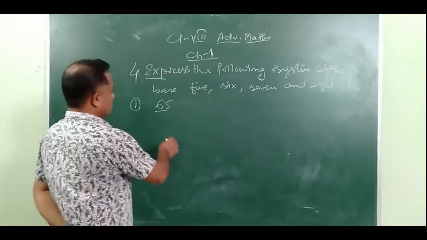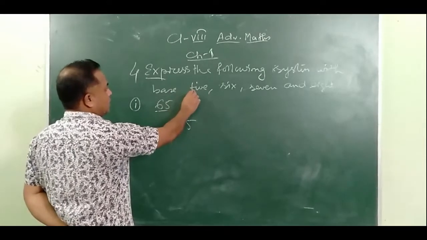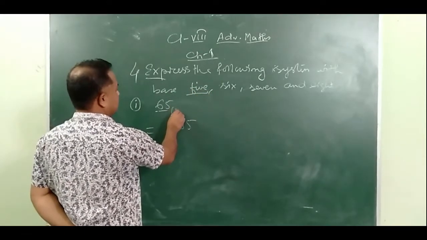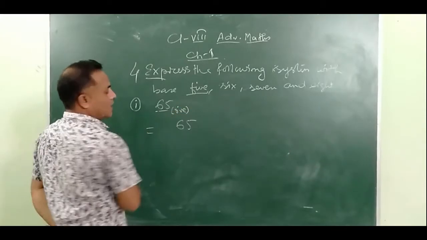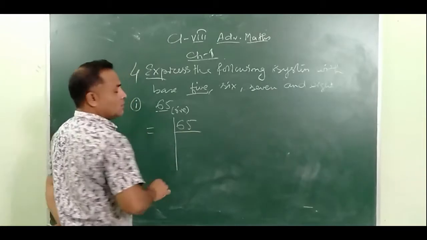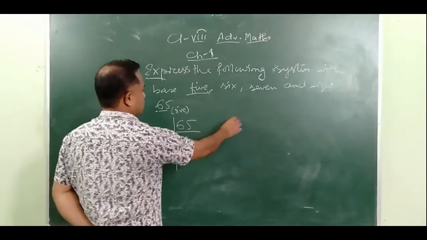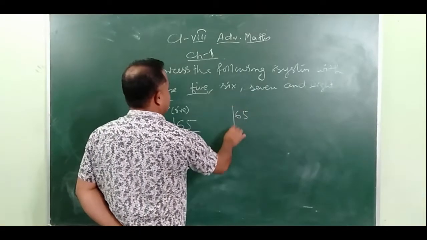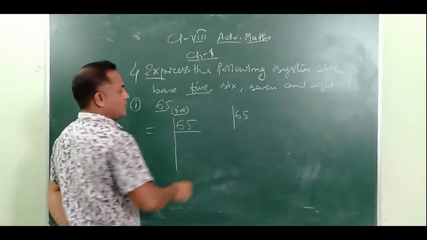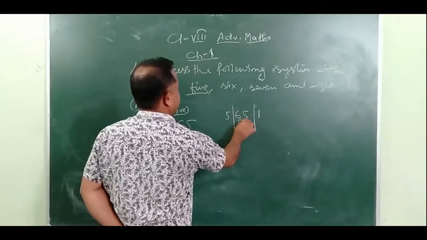How will we solve? Let's see. This is 65. So I have to solve it first. Base 5. That is 65 to the base 5. That means I will go on factorizing or dividing. Now how will it be solved? Now 65, since it is given by base 5, I will divide by 5. 5 how many times does it go?